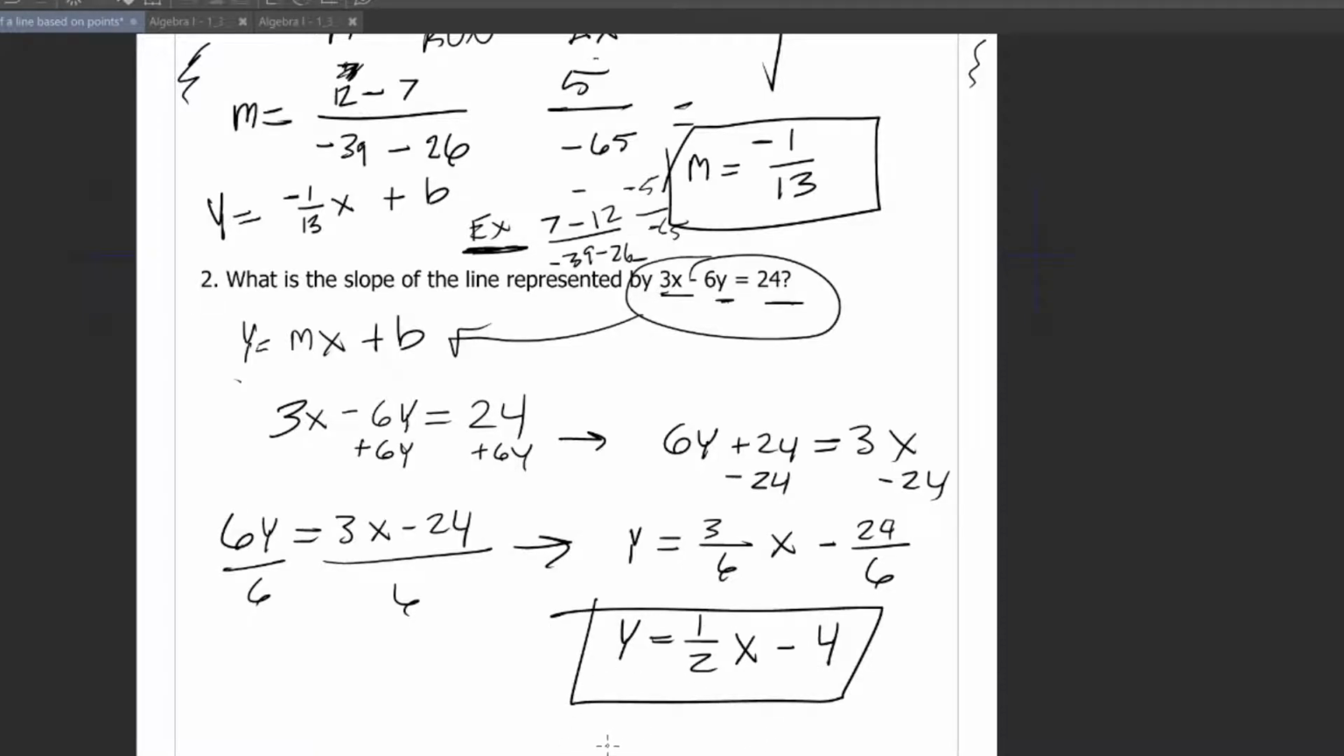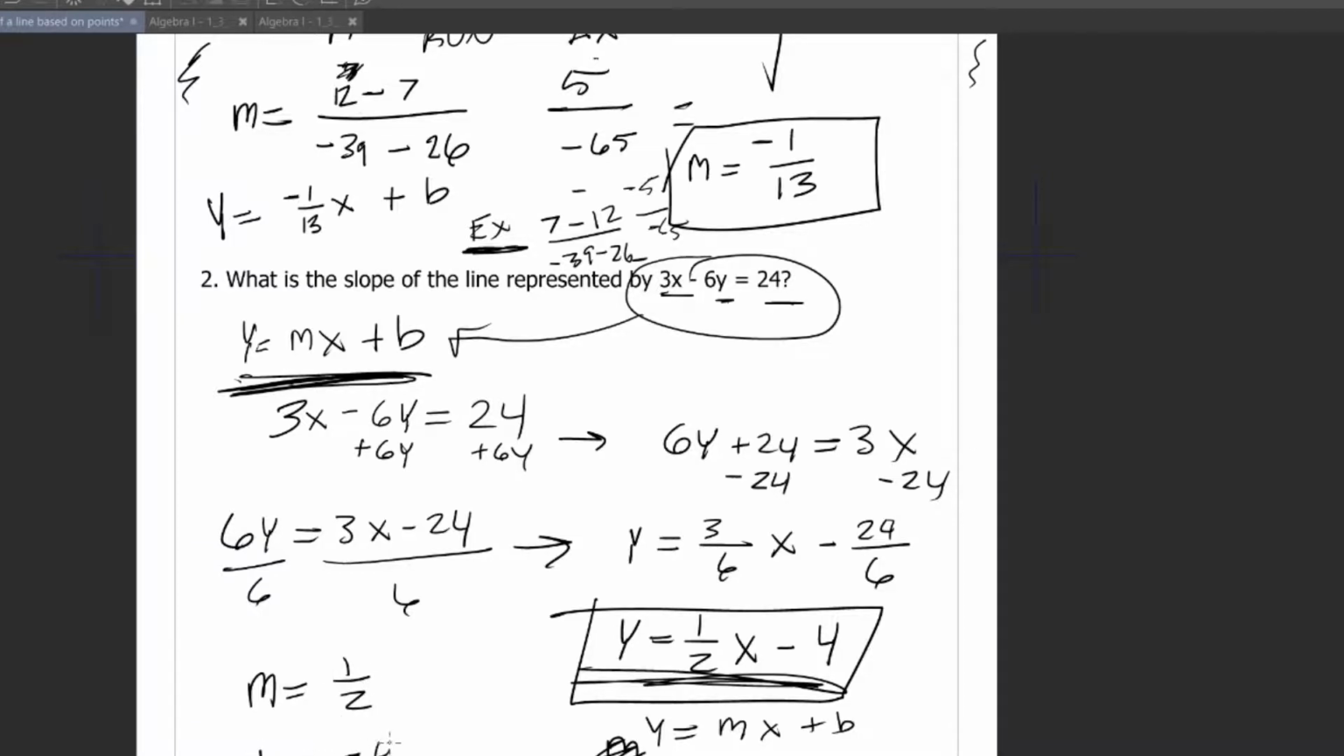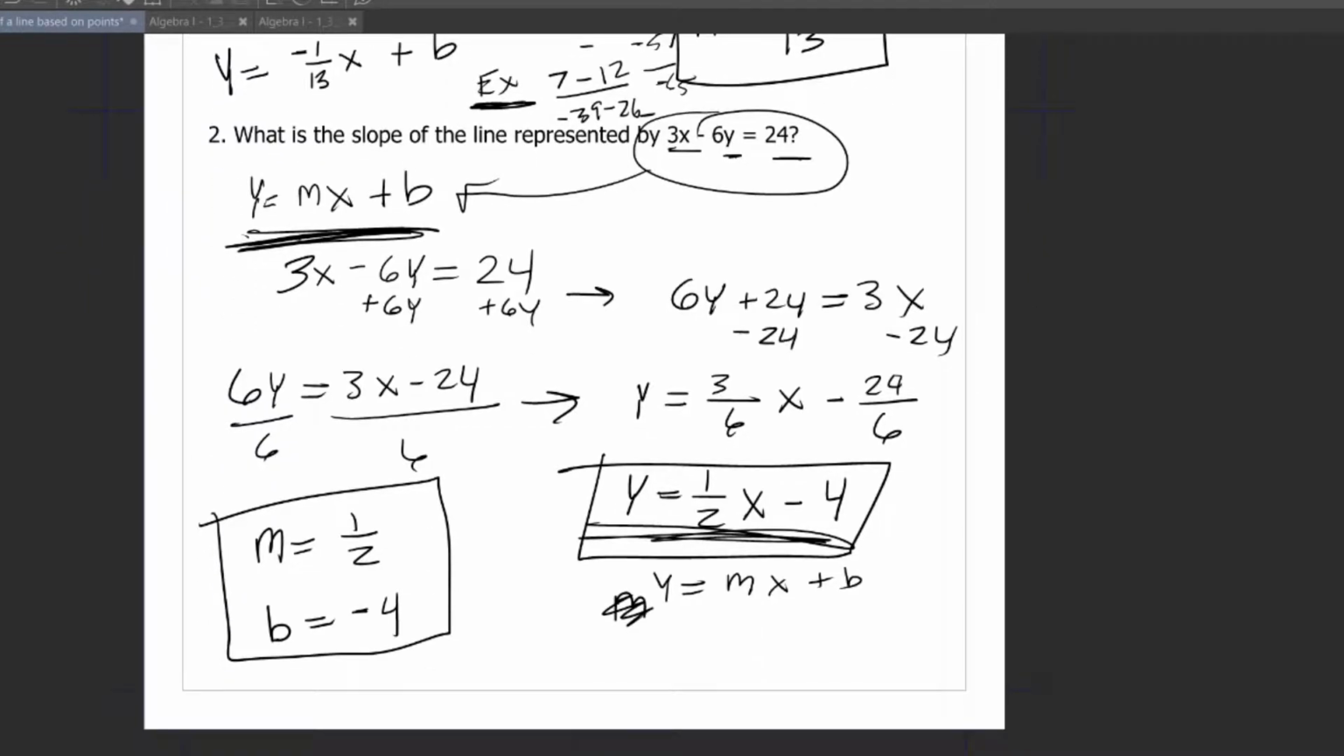You're looking for the slope, and you know that y equals mx plus b. Looking at this format, we have y equals mx plus b, so we know that m equals 1/2, and we know that b equals negative 4. Sorry, you guys can see that last negative 4 there. But that's how we do these types of problems.